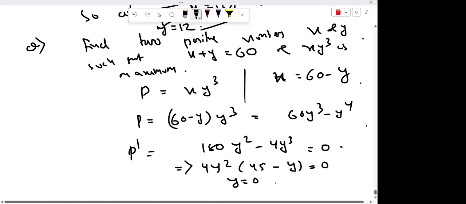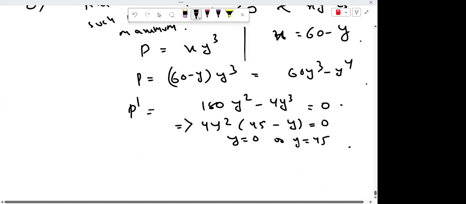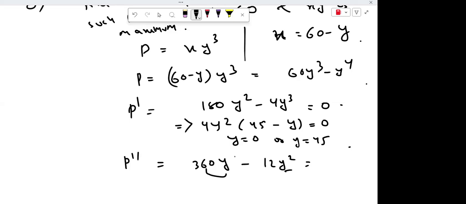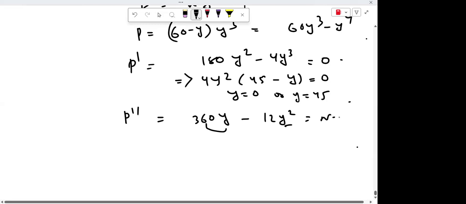So either y is 0 or y is 45. If y is 0, product becomes 0, so it doesn't work. Let's find P double dash. So it will be 360y minus 12y square. Okay, so here you can see at y is 45 this will be negative. You have to find the values, but I can say that this is negative. Yes or no, everyone? Yes, sir. Negative for 45, so at this value, this is maximum.